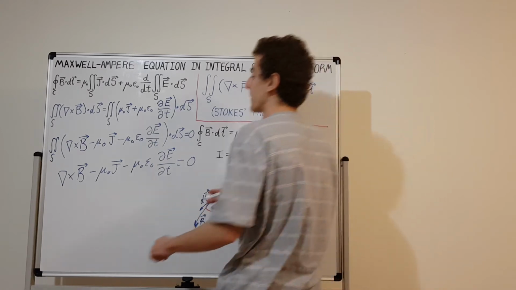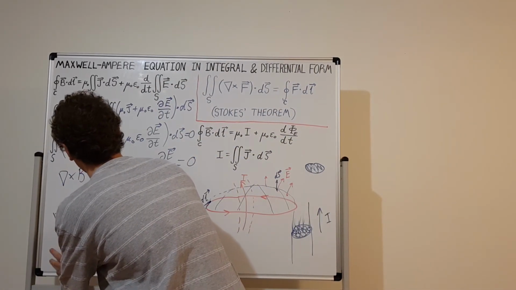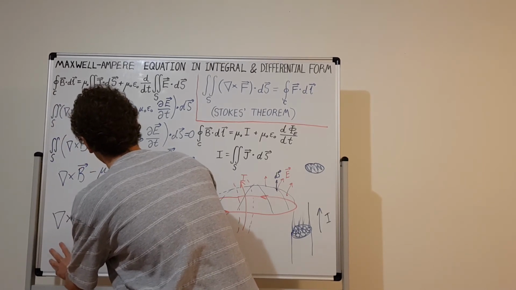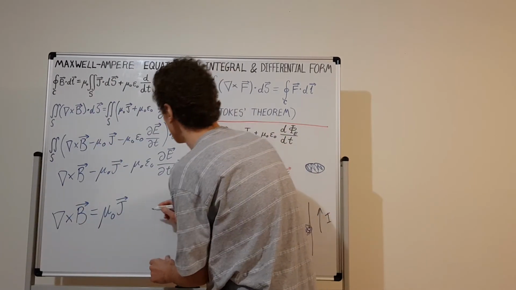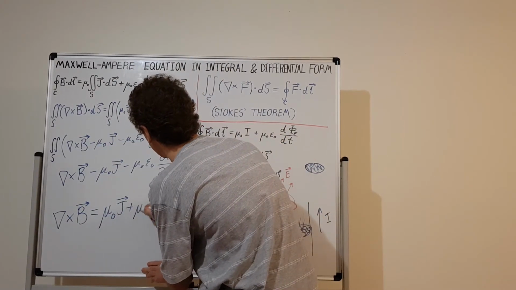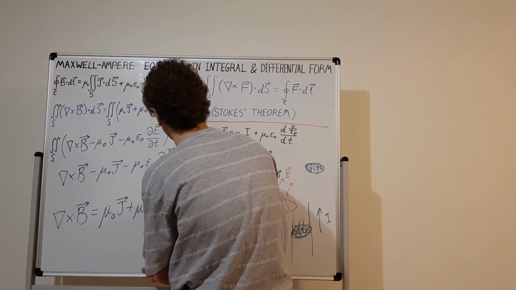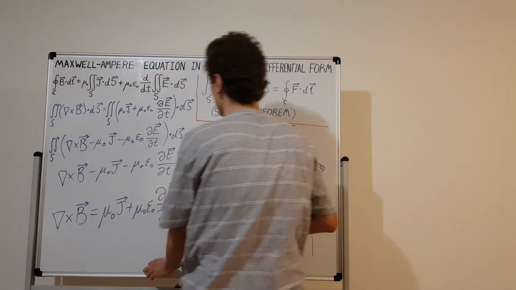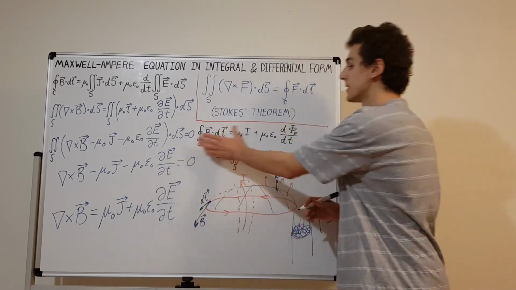So in the end, what we have is the curl of the magnetic field is equal to mu naught times J, the current density vector, plus mu naught times epsilon naught times this partial derivative with respect to time of the electric field. Now it's got a similar form, doesn't it? It's got a very similar form to this over here.